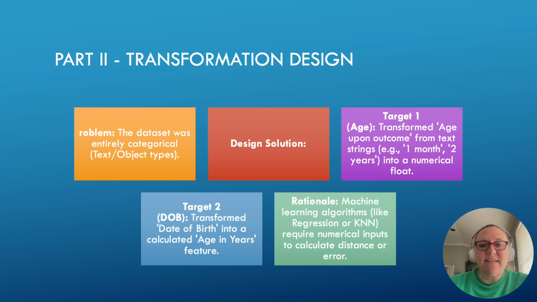Our transformation design focused on converting qualitative text into quantitative signals. The original dataset was entirely categorical. A model cannot understand the text 1 month versus 2 years. I designed a transformation step to convert these strings into numerical values. I also engineered a new feature by converting date of birth into age in years, providing a continuous variable that correlates strongly with adoption rates.